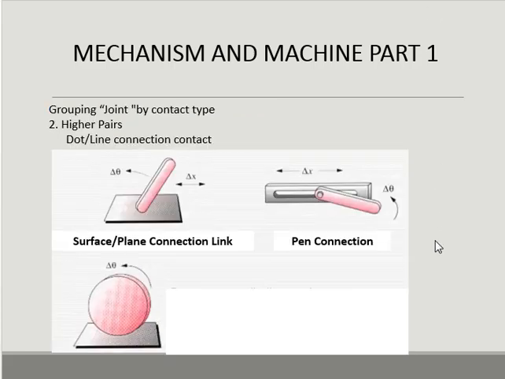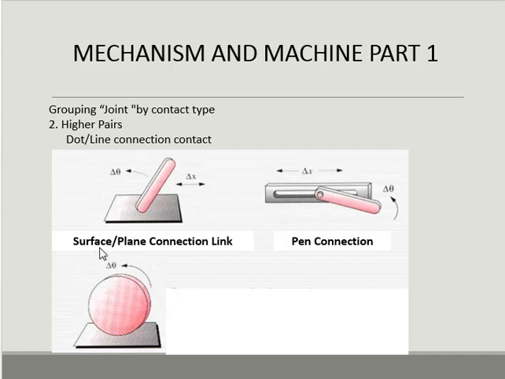And then the second joint type is high pair. High pair is if two links have a dot connection contact like this, not surface but dot or line connection. In this first picture, we can look at the motion with x-axis and rotation motion, linear motion and rotation motion like this. Only have a dot contact connection.